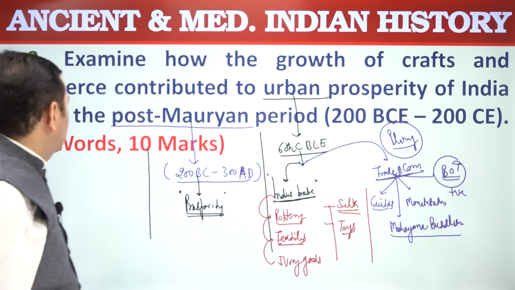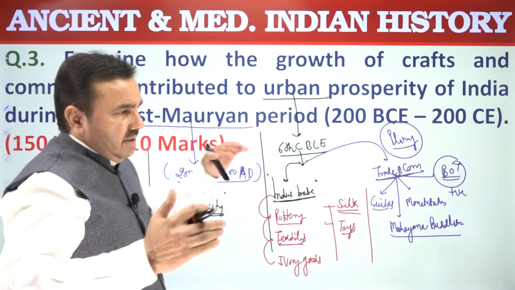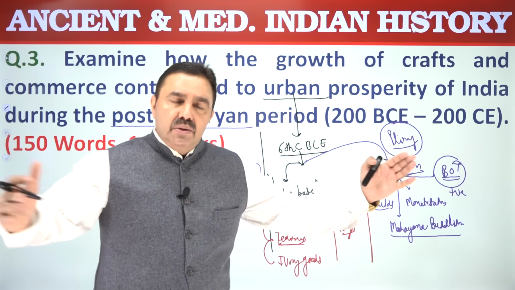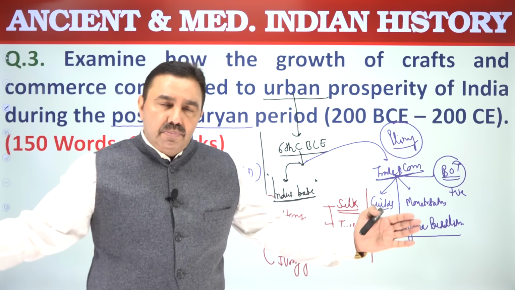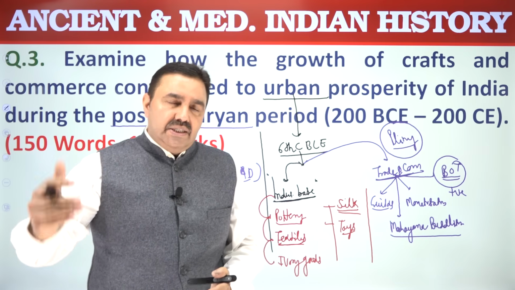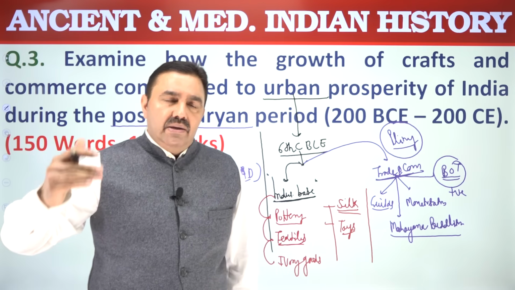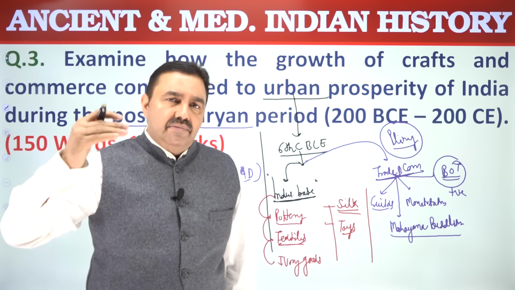So all these dimensions you have to link. Money was coming, demand for Indian products was there, so Indian cities were getting more and more prosperous. Craft specialization was happening, knowledge was expanding, and this carried the level of urban prosperity to something that was never seen before.